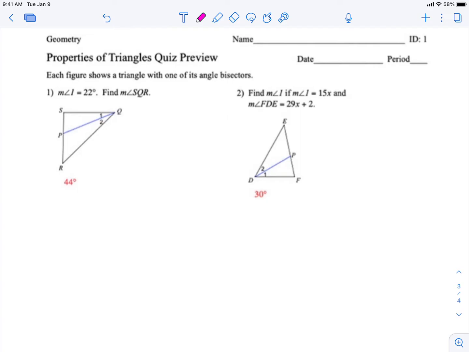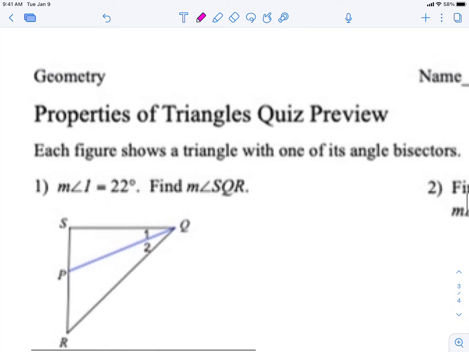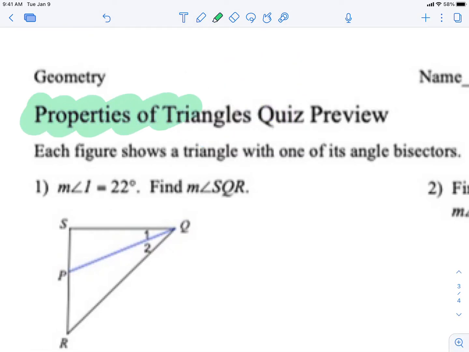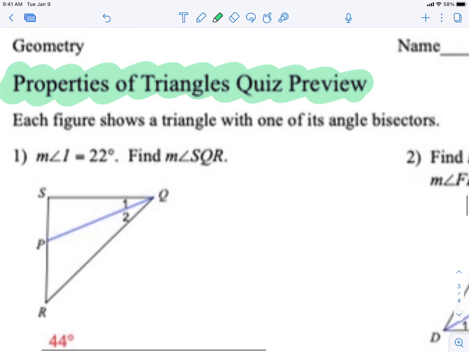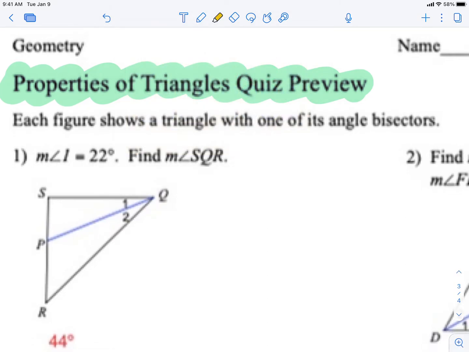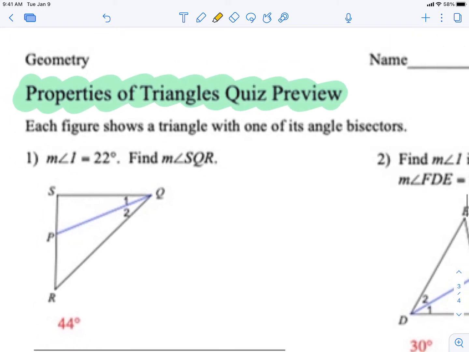Okay, first thing we do is we identify the name of the video lesson, and in this case it's called Properties of Triangles Quiz Preview, right? So we're going to prepare for the quiz. Properties of triangles are what we learned in the last couple weeks. So, first set of instructions says, each figure shows a triangle with one of its bisectors.